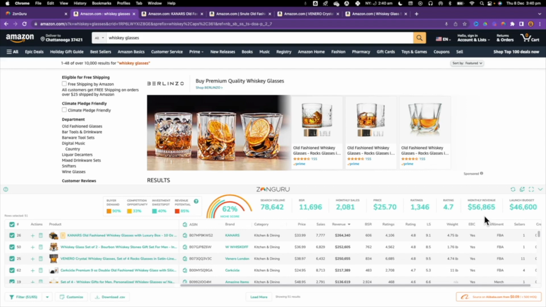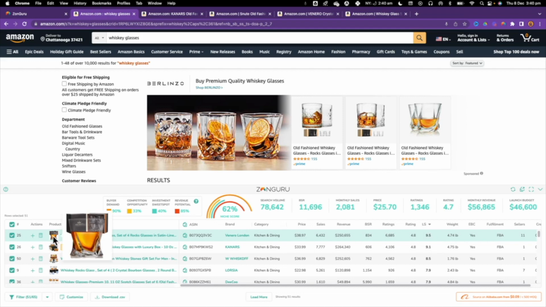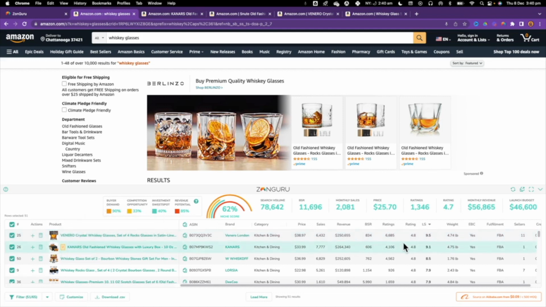So right here, this LS is the listing strength, and I can actually sort this by listing strength. And you can see here 9.5. This is a score out of 10. So 9.5 is incredibly high. So they are the highest scored listing based on the criteria for this.